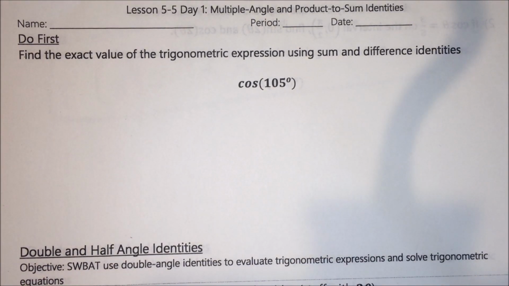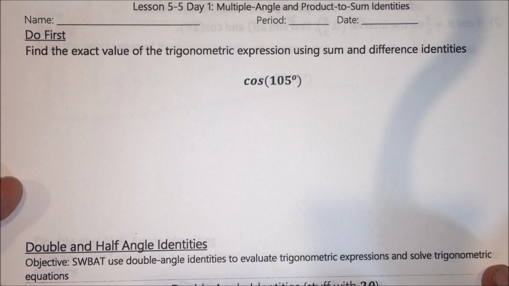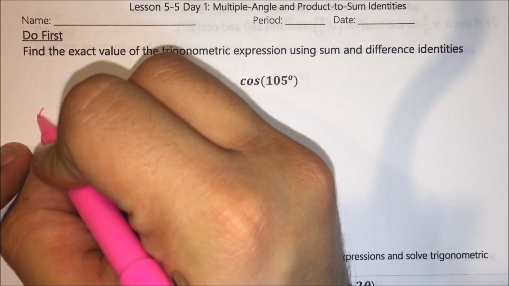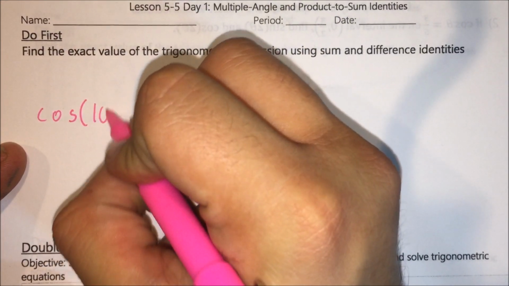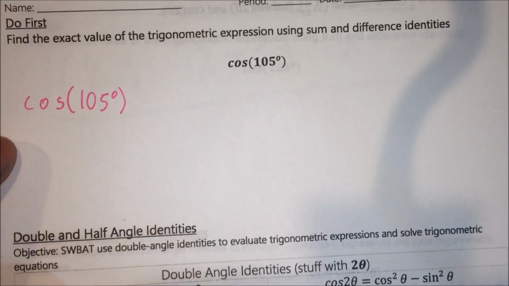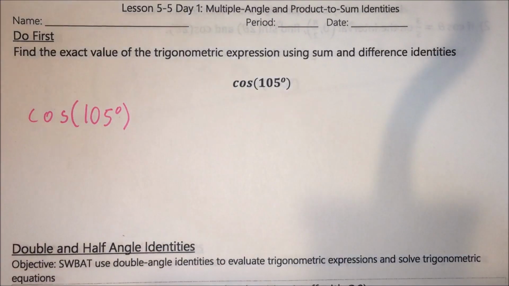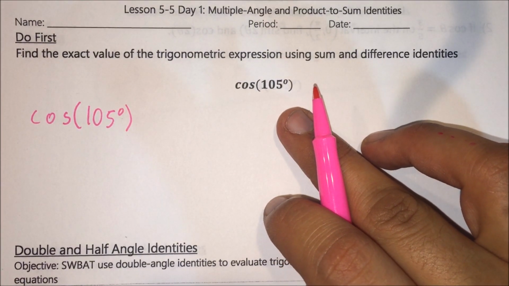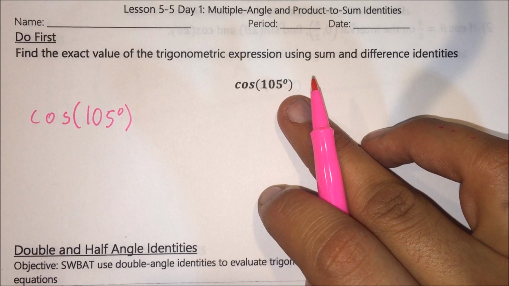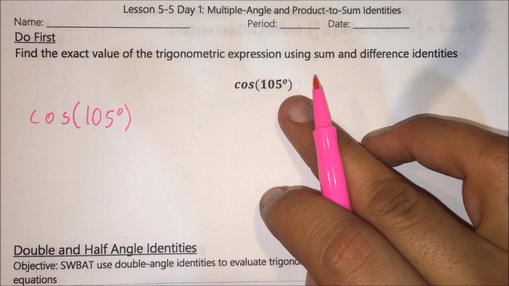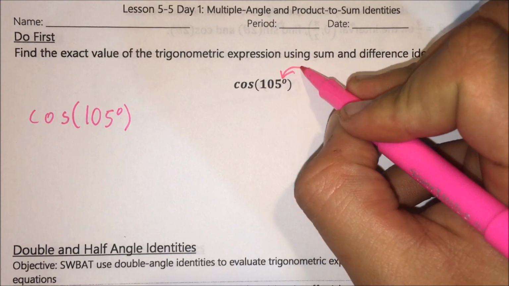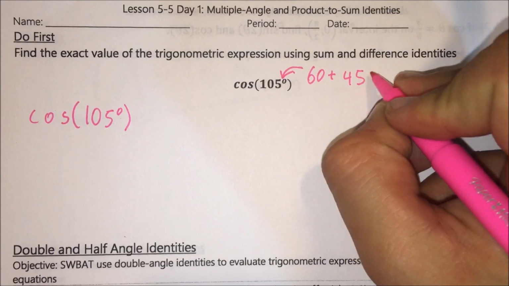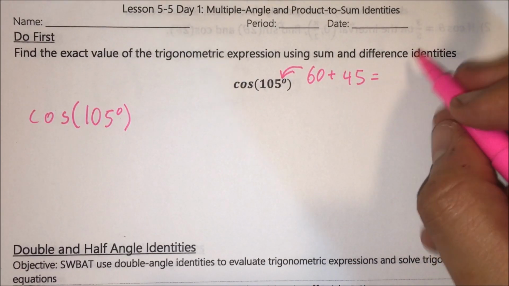Let's go ahead and rewrite it over here: cosine of 105 degrees. If you recall from our lesson from yesterday, what we want to do is break down 105 into two numbers on the unit circle, special right triangles that we do know. So 105, if you think about that, is 60 plus 45. When we add that together, that's 105.